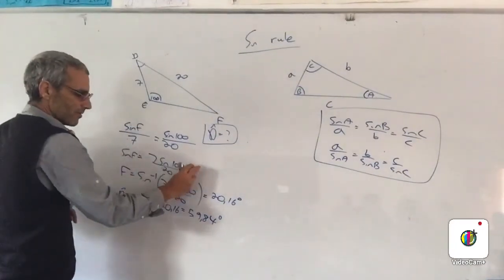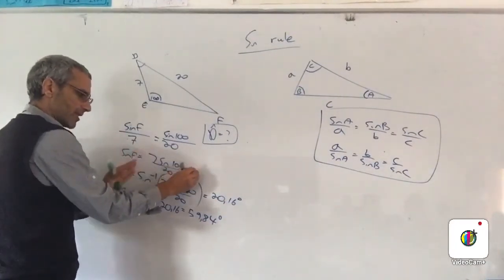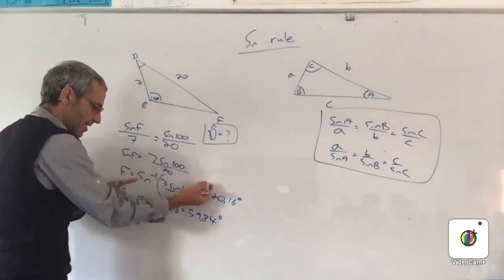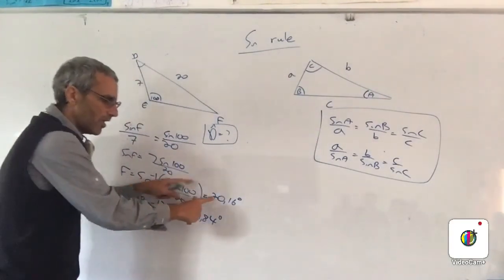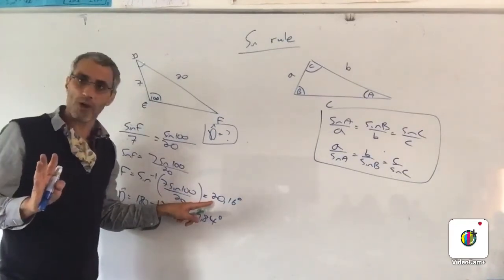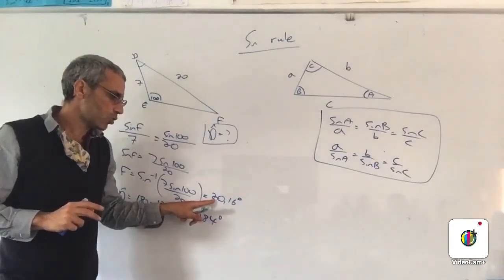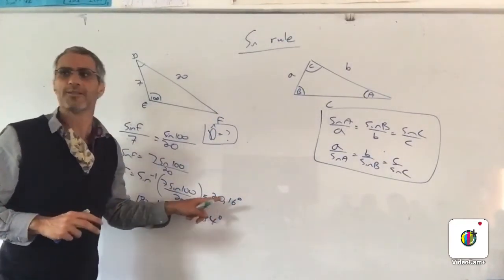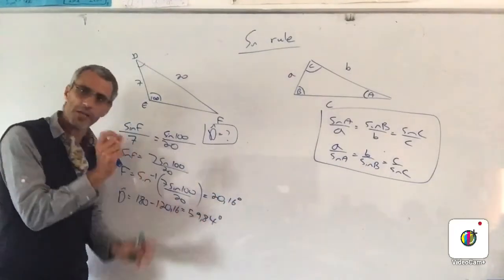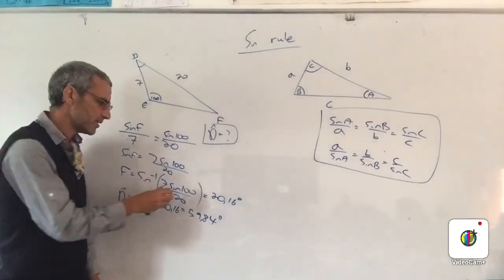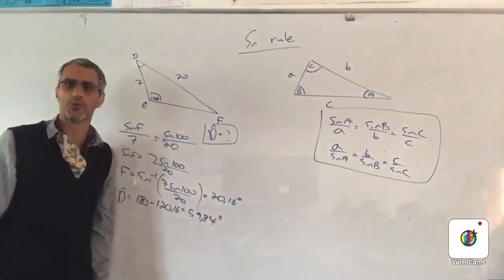If I had used the calculator to find that number earlier, and then used sine minus 1 of that rounded number, you could maybe have got 20.15 or 20.17, which would then change your result a little bit. So it's better to use the calculator only at the last step.